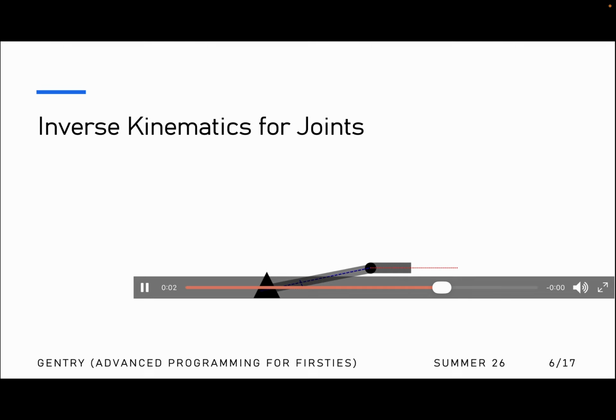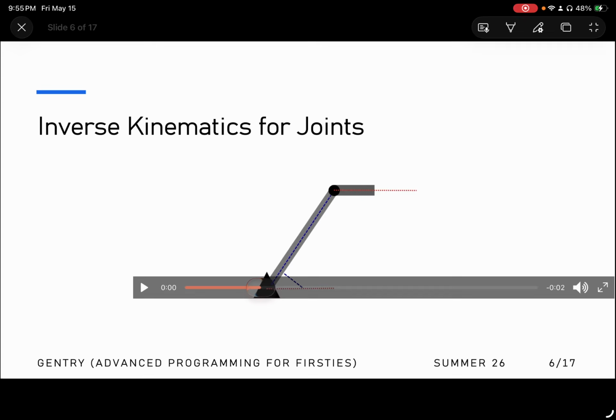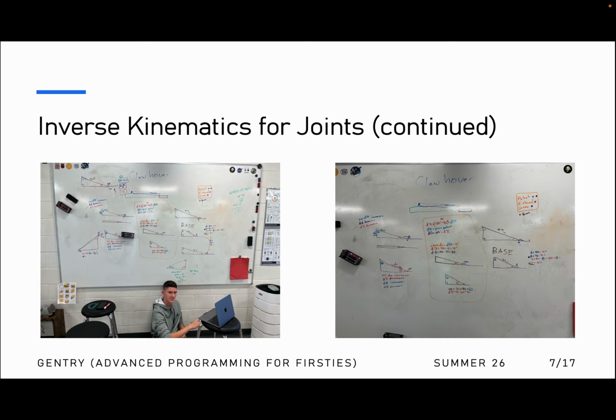kinematics, we have some arm right here, and we know that at this point, we have some relationship between the bottom angle and the top angle, right? And then further down the line, we have that same relationship between the two. So let's go figure out how this works. So this is me a couple years ago figuring this out. It took a while, but I eventually figured it out.